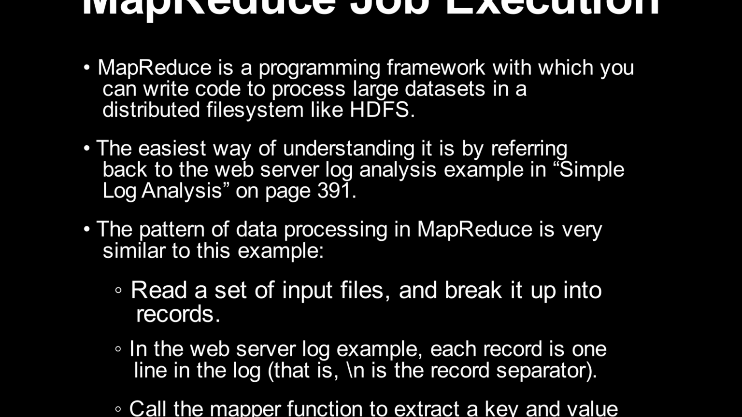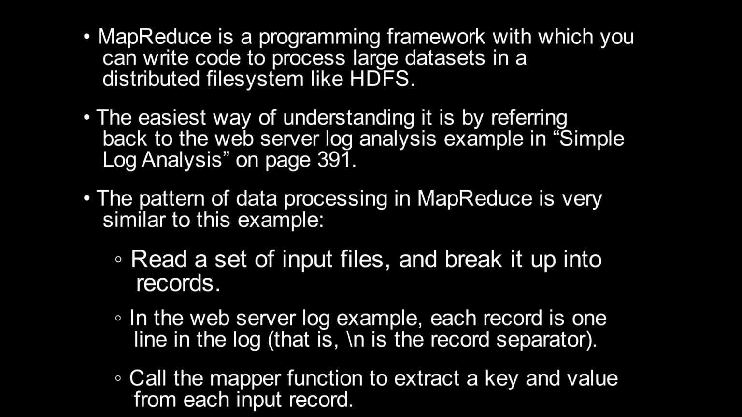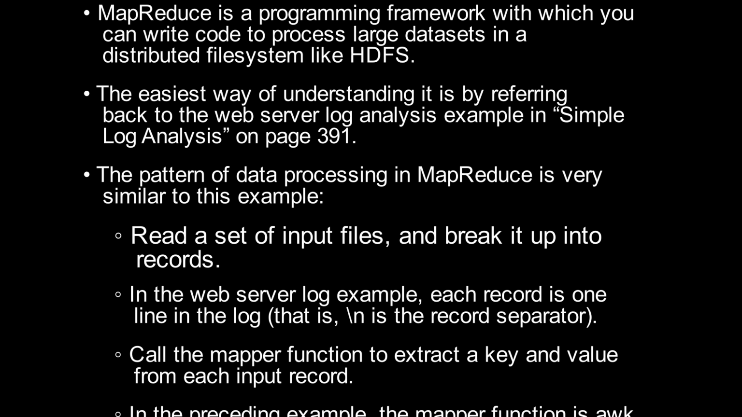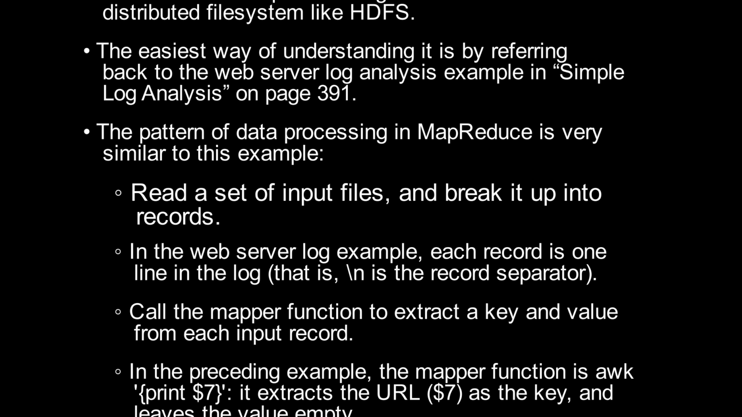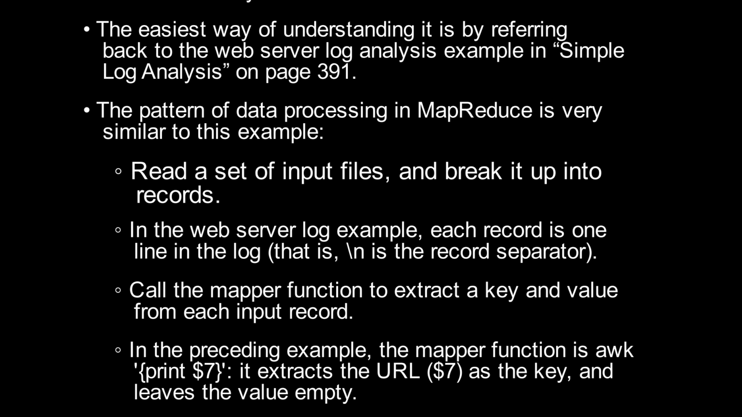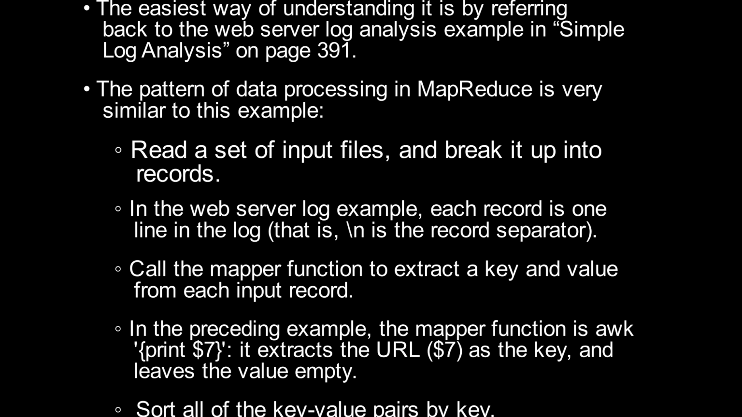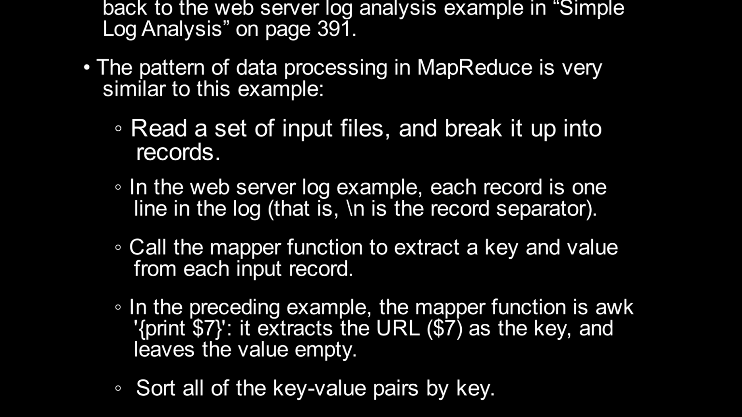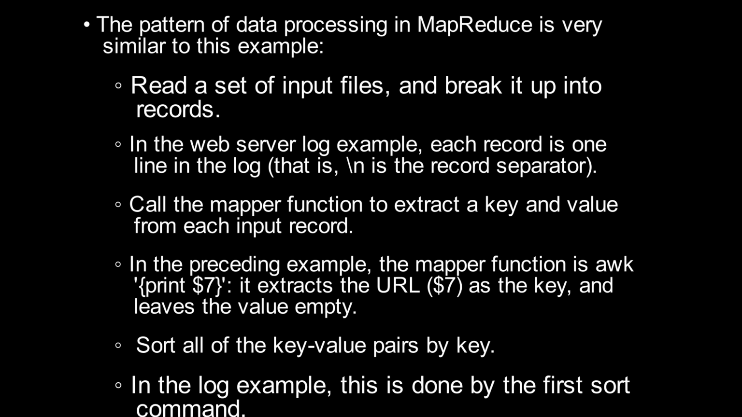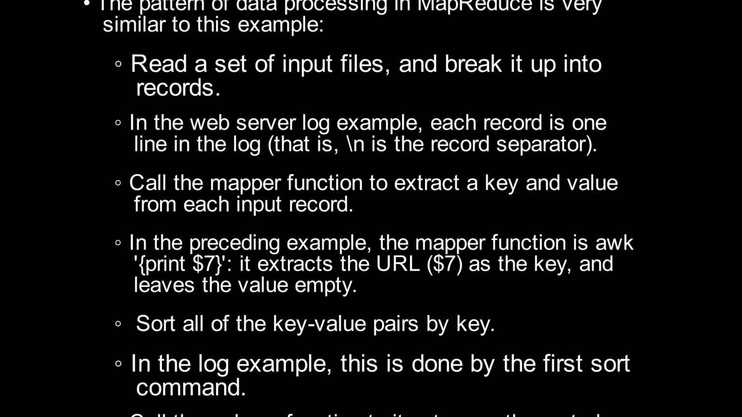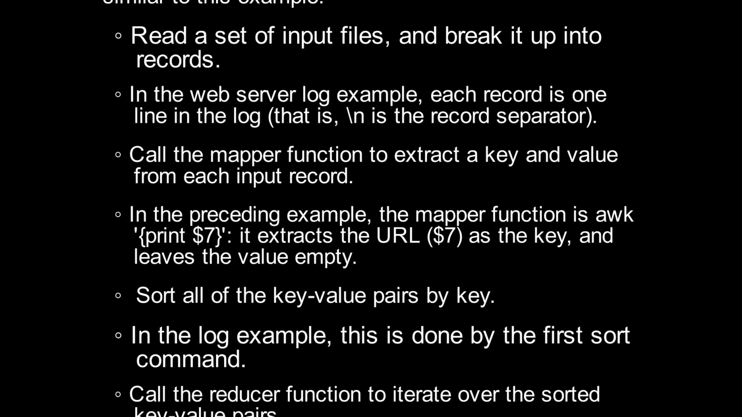Read a set of input files and break it up into records. In the web server log example, each record is one line in the log, that is, \n is the record separator. Call the mapper function to extract a key and value from each input record. In the preceding example, the mapper function is awk '{print $7}'. It extracts the URL, $7, as the key and leaves the value empty. Sort all of the key-value pairs by key.